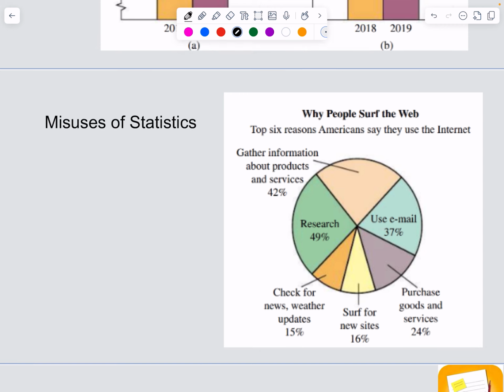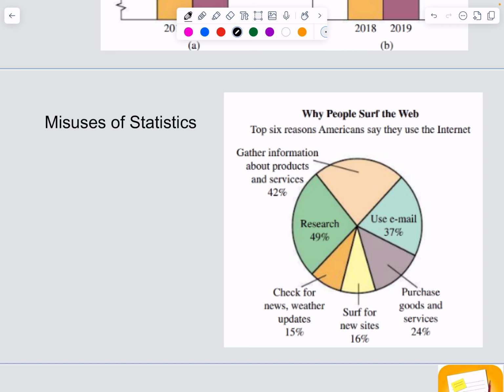Here's the last one. Circle graph. Why people surf the web. Top 6 reasons Americans say they use the internet. Gathering information, research, checking the news, surfing for new sites, using their email, or making purchases. So it looks okay. Just by glancing, we see what each piece represents.